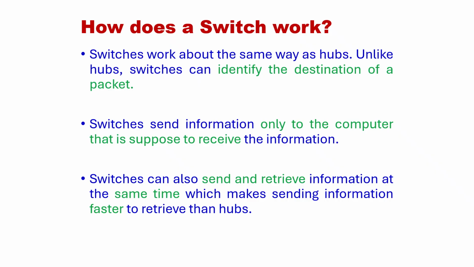So how does the switch work? Switches work about the same way as hubs. Unlike hubs, switches can identify the destination of a packet. We know a switch is a layer 2 device, which is your data link layer. So switches send information only to the computer that is supposed to receive the information, and switches can also send and retrieve information at the same time, which makes sending information faster than with hubs.